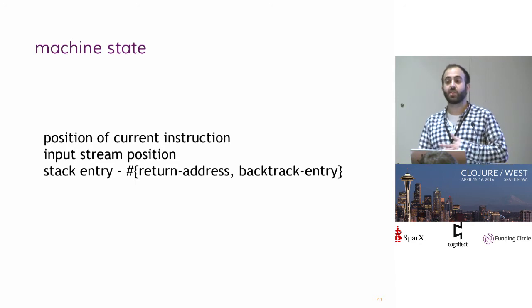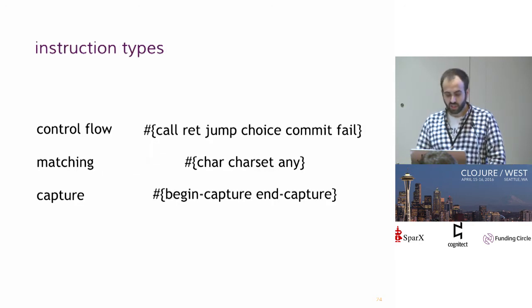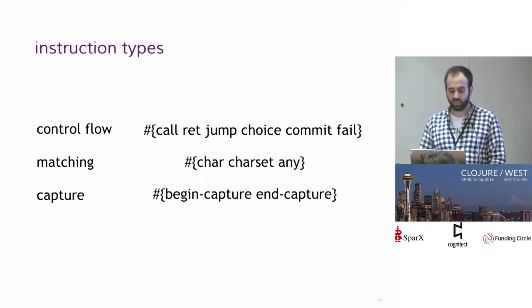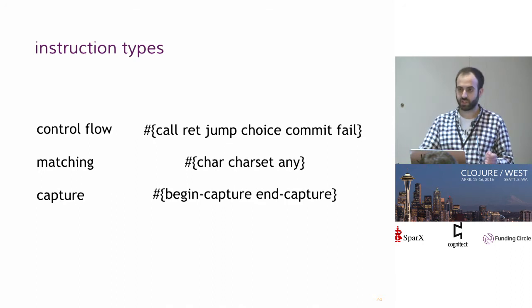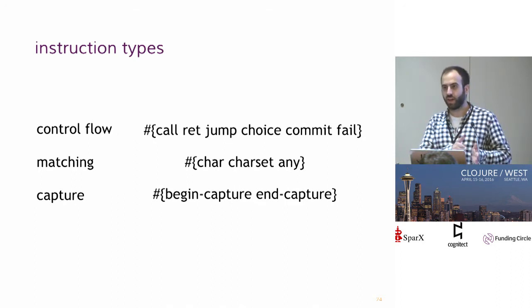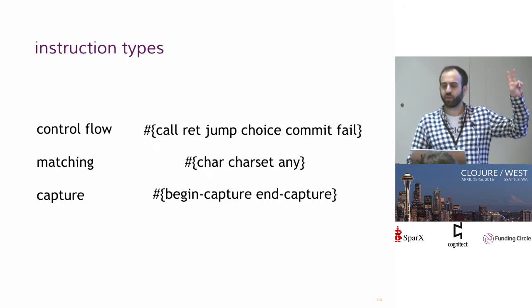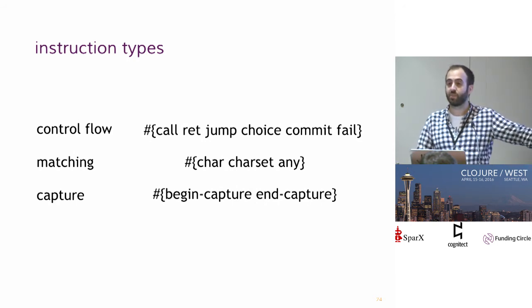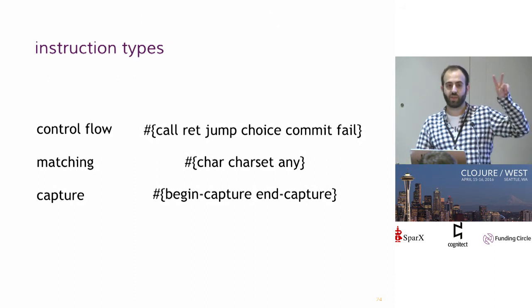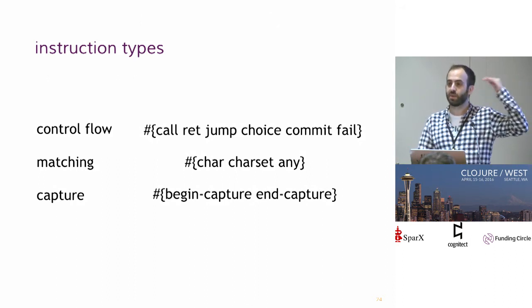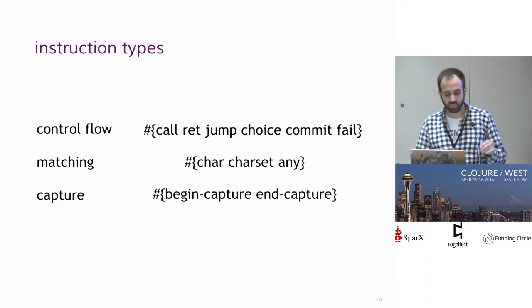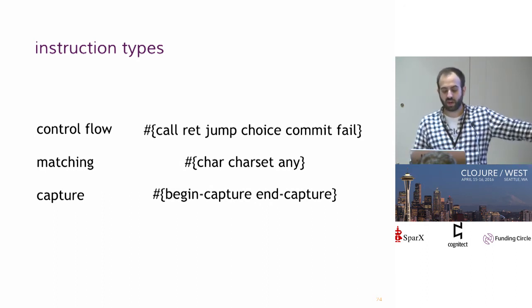Then we have to design instructions. The instructions fall into 3 general categories. There's control flow. You can call things. You can return from rules. You can jump instructions, like unconditional branches, right? A jump. And then there are these 2 pair instructions called choice and commit. They always come in pairs, and those are going to implement the ordered choice operator.